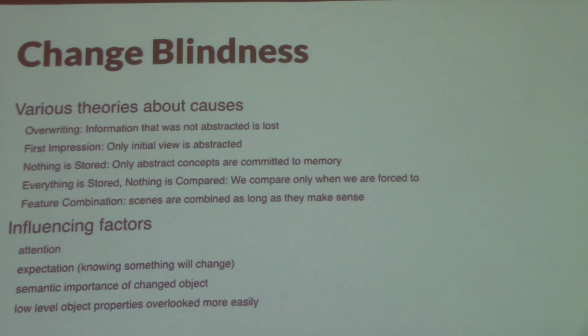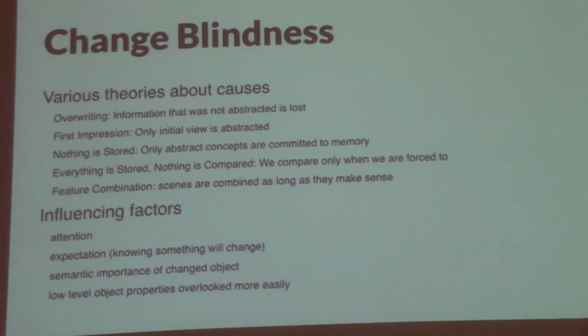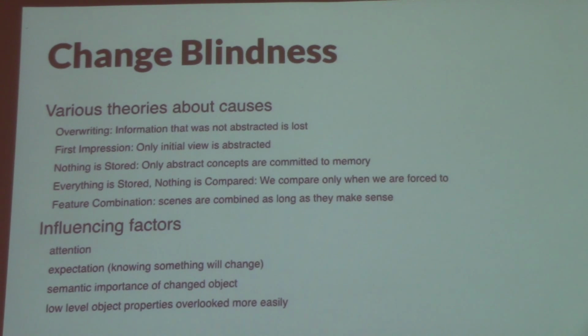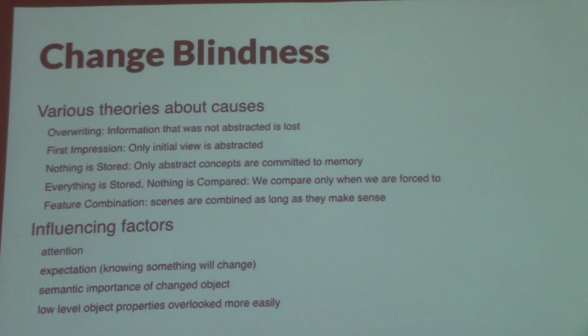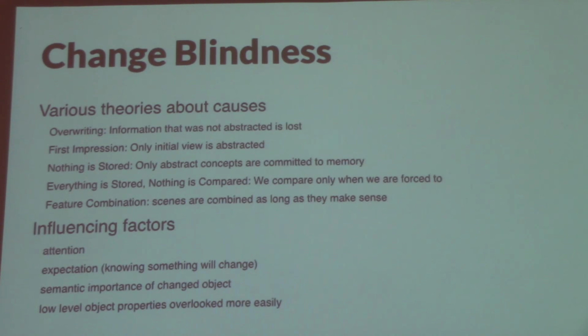So there are various theories of why this happens. Overriding: information that was not abstracted, that you didn't really conceptualize, is lost. The first impression theory: nothing is stored. We don't store pixels, but only concepts, and only those are committed to memory. Or the other concept is that everything is stored, nothing is compared. We compare only when we are forced to. Or feature combinations: the scenes are combined as long as they make sense, but not if they don't.